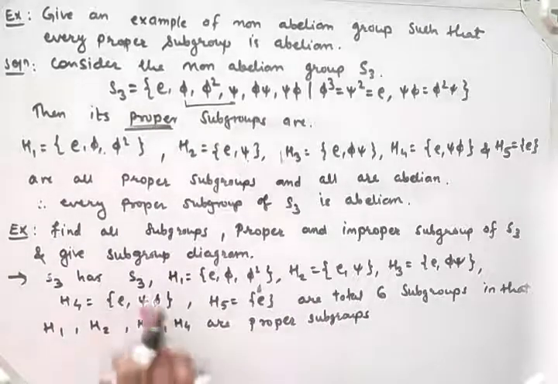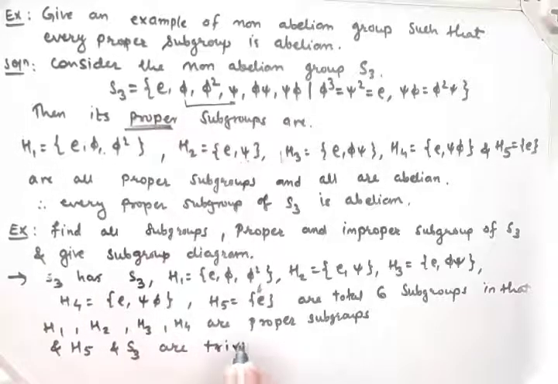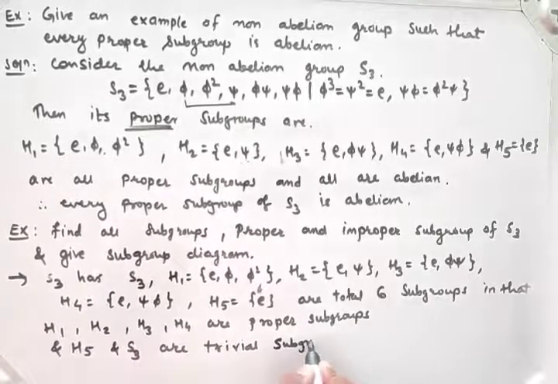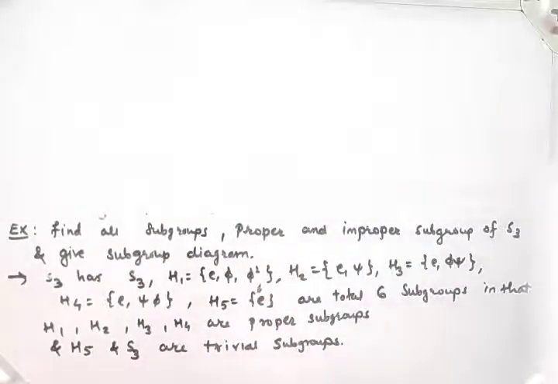And here H5 and H3 are themselves trivial subgroups, or improper trivial subgroups. Now, to find the subgroup diagram: here in total there are 6 subgroups. The smallest is the identity. Next, of order 2 there are 3 subgroups, and 1 subgroup of order 3.